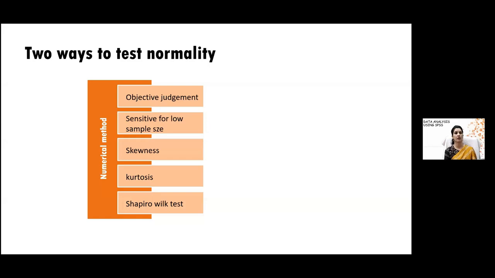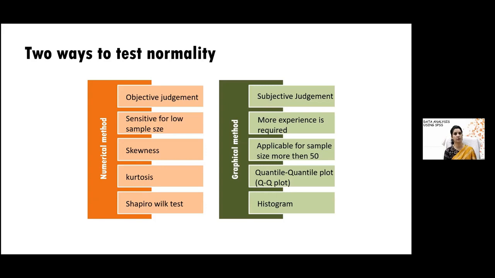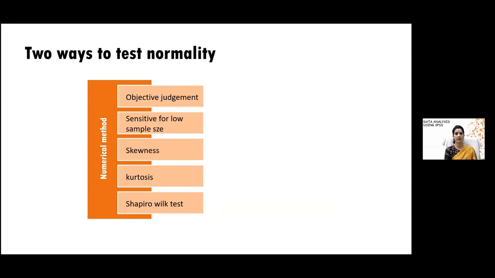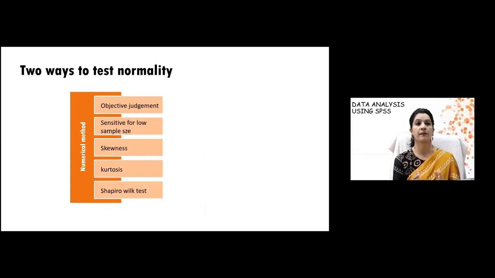Now there is a numerical way to assess normality and there is a subjective way to assess normality. I will first talk about assessing normality by the numerical way. This is a more objective way to assess normality, and this method is useful more for a low sample size. What is the cutoff for that low sample size? If the sample size is 50 or less, then generally we apply this objective, numerical way to assess normality.